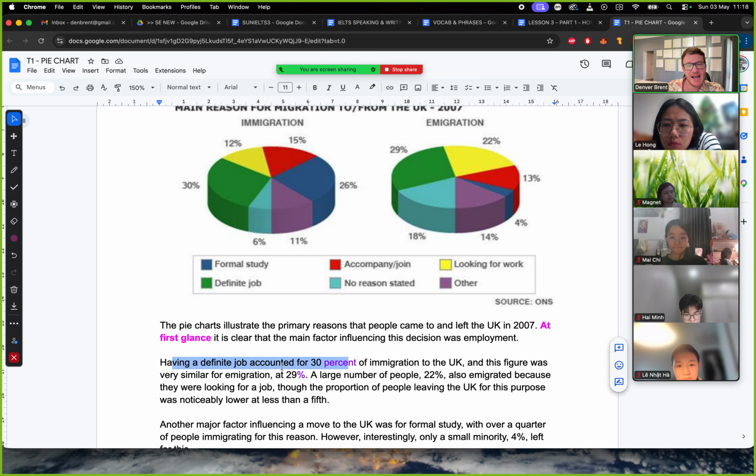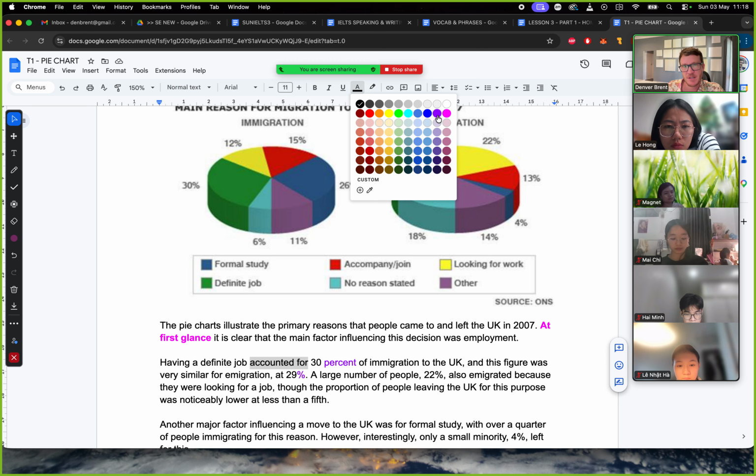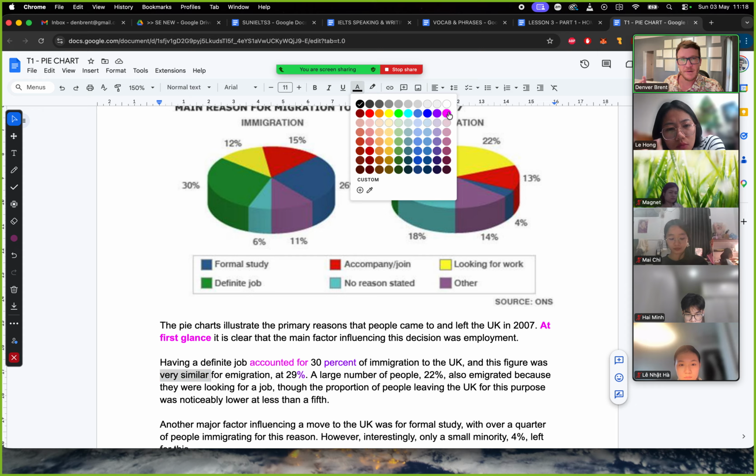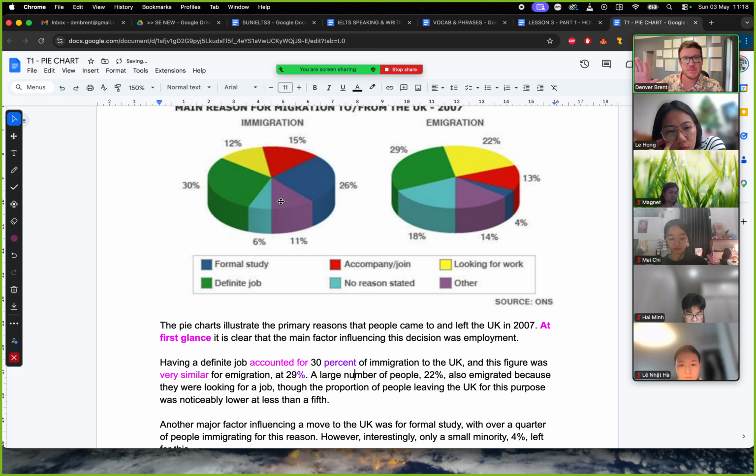Having a definite job accounted for. This is nice phrasing to use, accounted for. Please remember that phrasing. For 30% of immigration to the UK, and this figure was very similar for emigration at 29%. You see how this sentence is structured and how it is easily understood, because they use very similar figures here too. So you got 30%, 29%, easy. The biggest factors, I have a clear picture of this pie chart already.